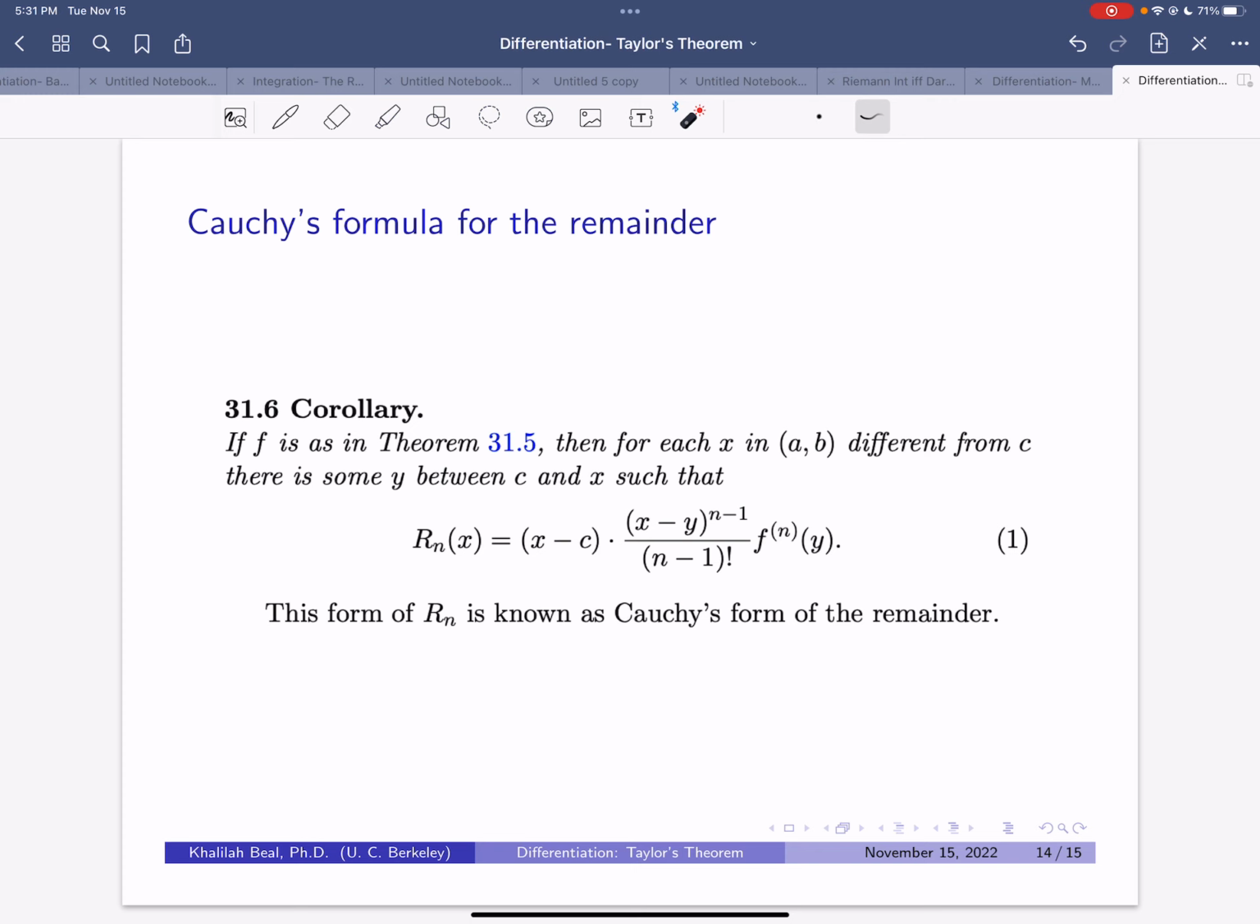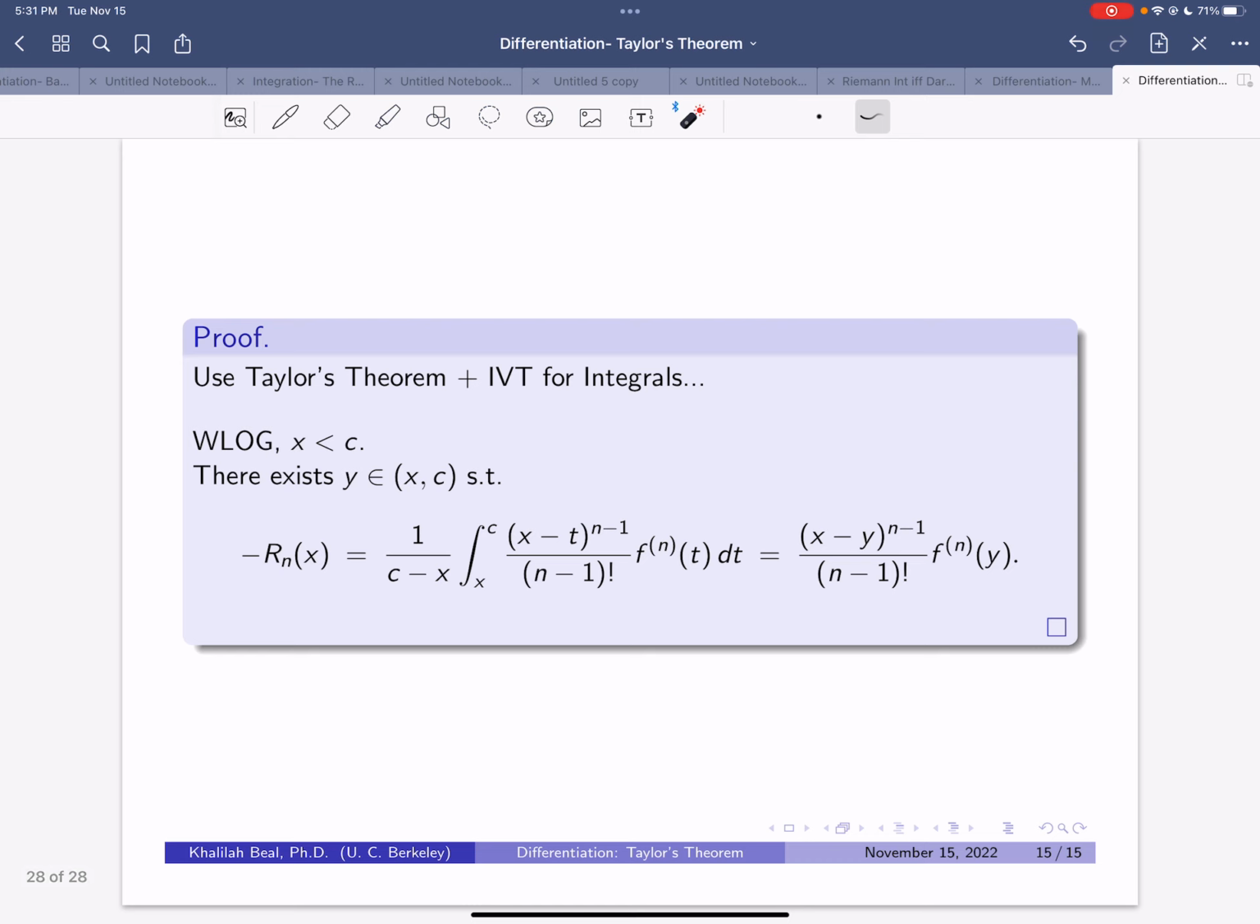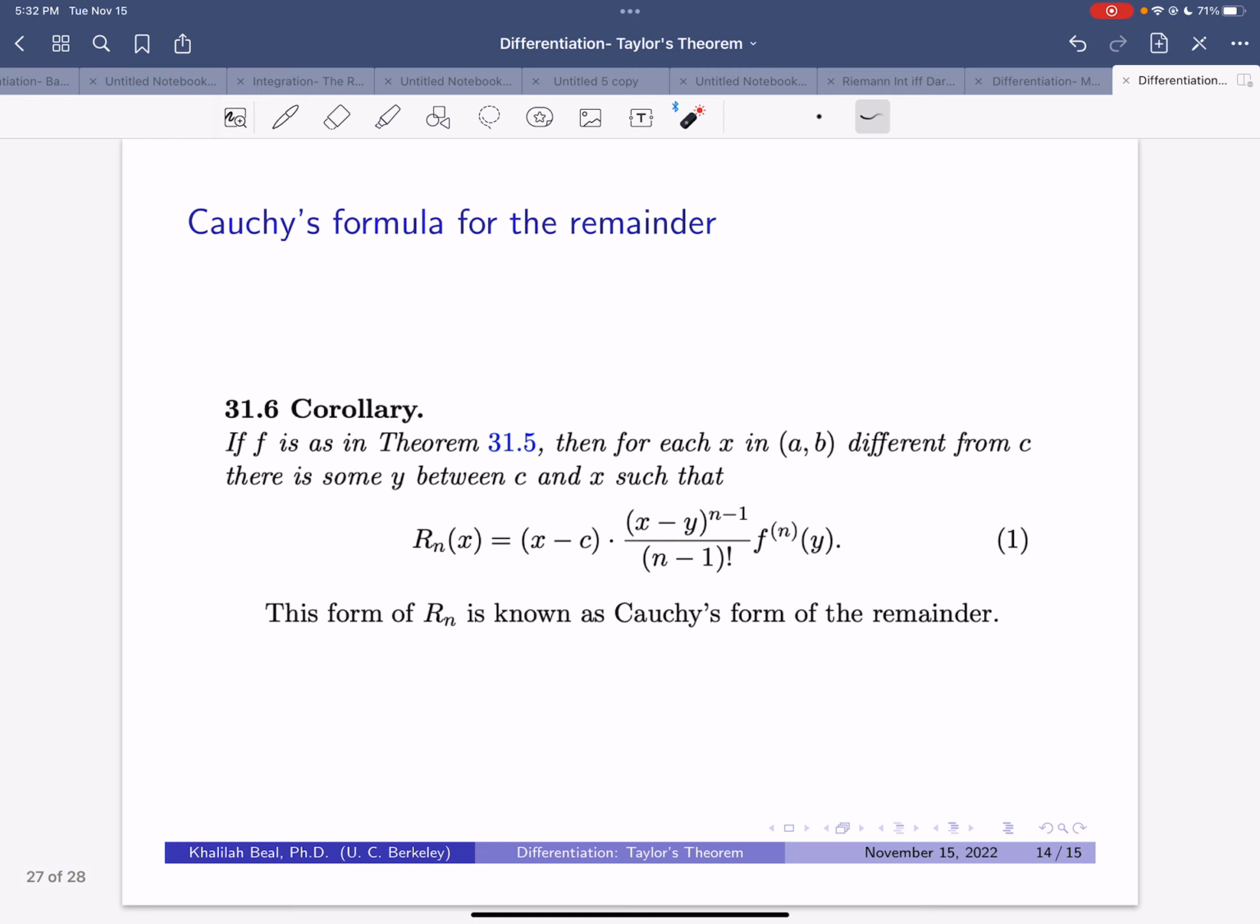The last thing I'm going to do is just give this corollary. So this corollary just gives a different way to write the remainder. This is called Cauchy's form of the remainder. And the proof basically uses a combination of Taylor's theorem and the intermediate value theorem for integrals. We will go over the intermediate value theorem for integrals relatively soon, so within the next week or two. All right, so that's why I'm kind of rushing over this. This is just if you're curious, right, on Cauchy's formula for the remainder.